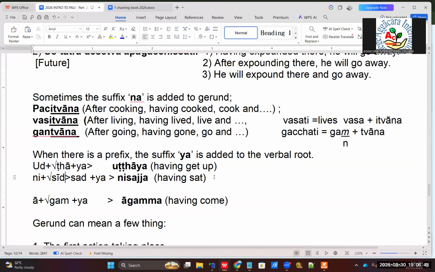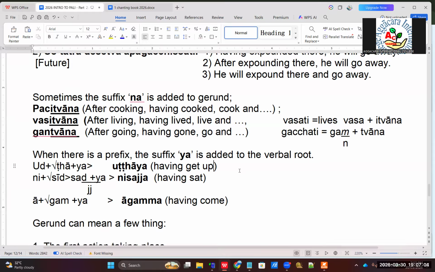So later when you study more basic Pali, you will understand that D and Y always change to JJ. All right. And so nisajja, having sat.